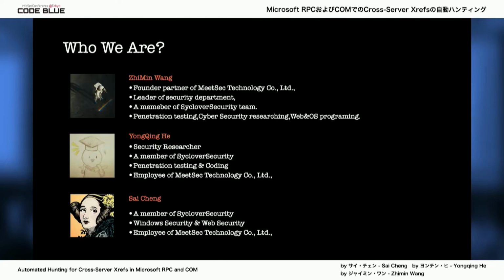About me, my name is Chen Sai. I'm interested in Windows security and I studied web security in college. I'm also a speaker of Power of Community 2018. Now I work for MidSeek Technology Company.